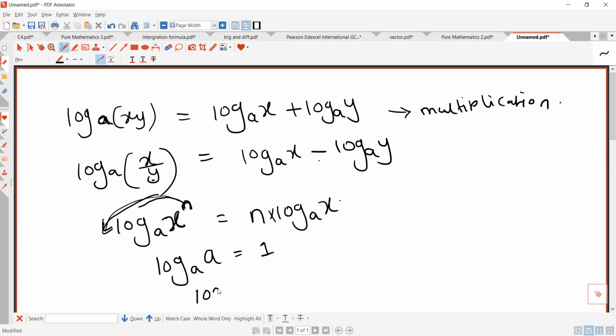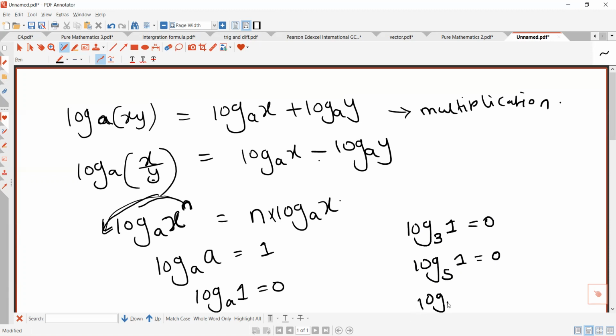If you find log of 1 to any base, it's 0. Understood? Log of the number 1, with any base number, is 0. You guys can try this in your calculator. Log to the base 3 of 1, the answer is 0. Check it. Log to the base 5 of 1, the answer is 0. Log to the base 10 of 1, the answer is 0. So log to any base, it doesn't matter, log 1 is always 0.